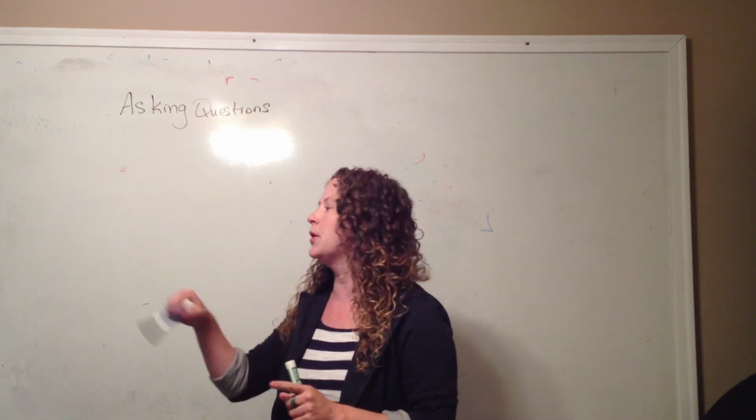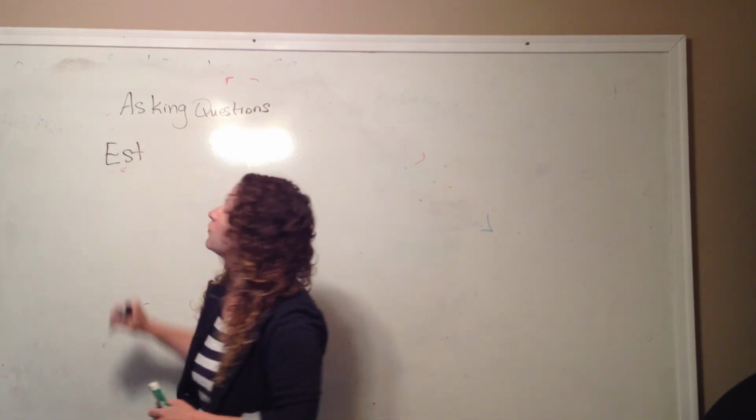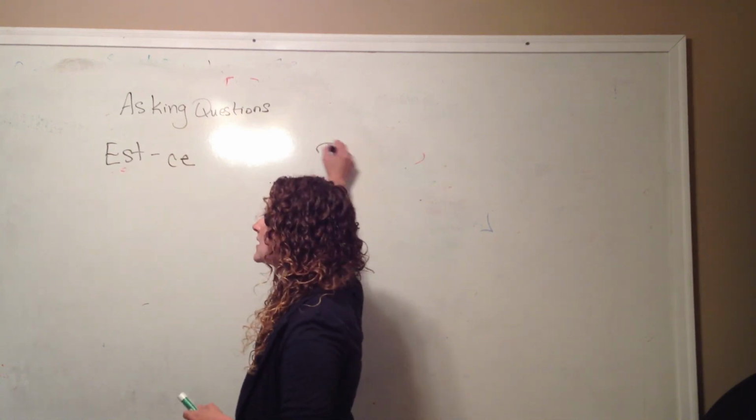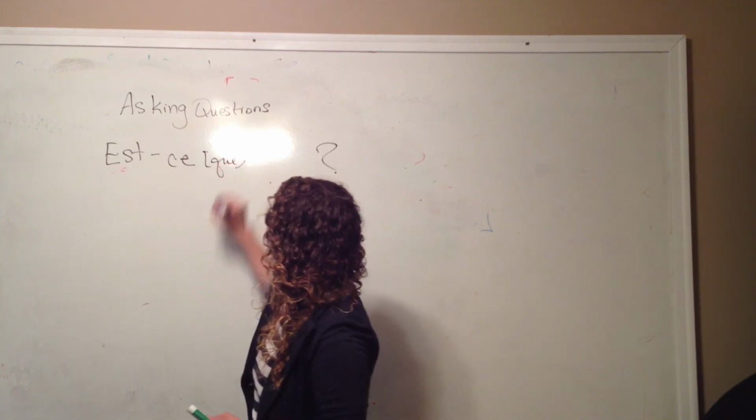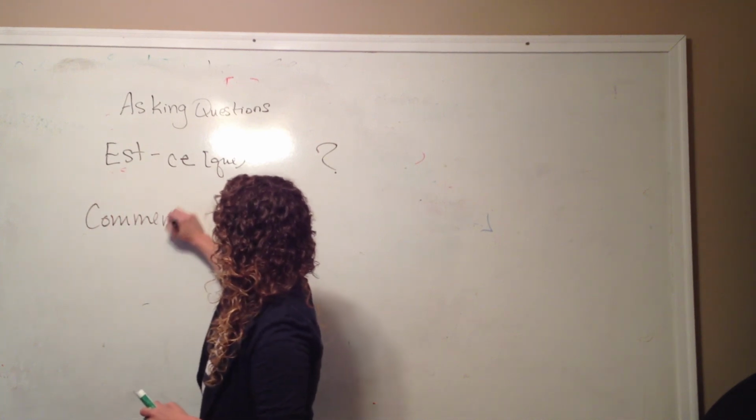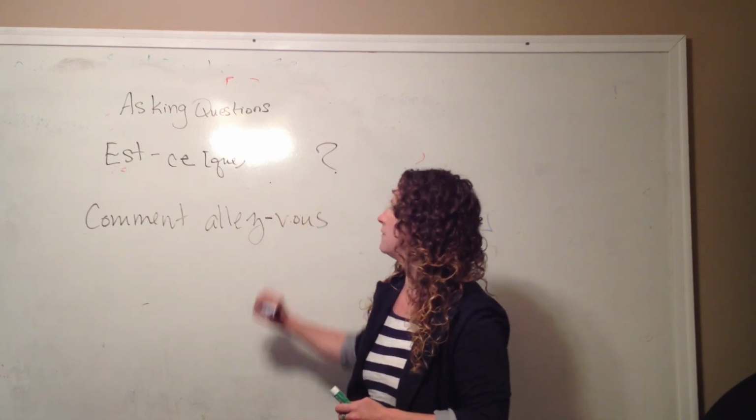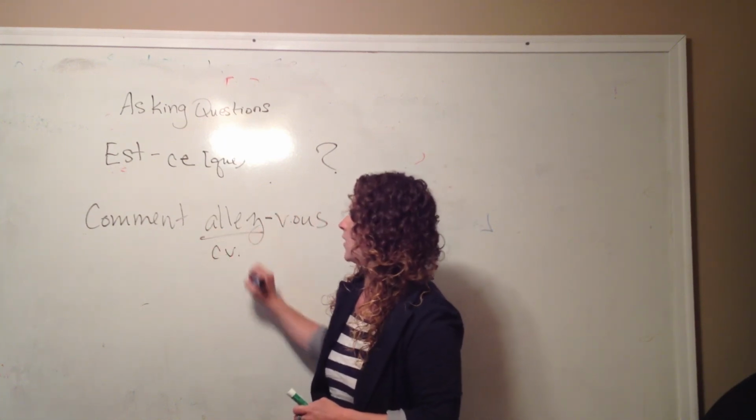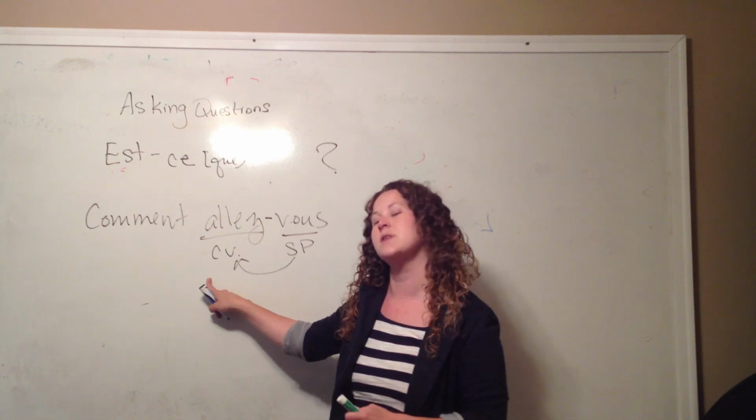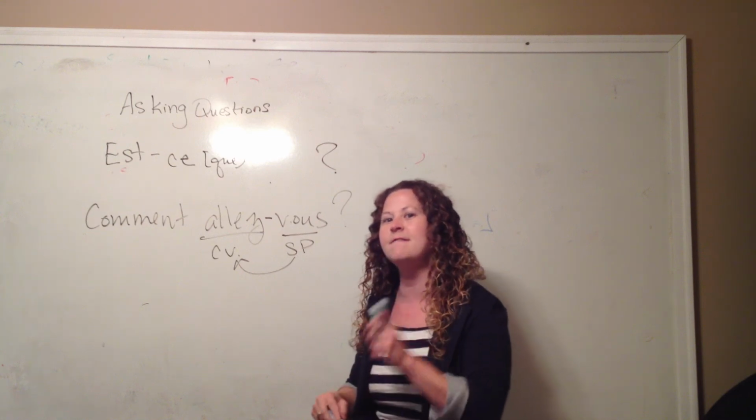When I told you, when you have your conjugated verb in front of your subject pronoun, and you put a hyphen in between them in order to ask a question, that was inversion. So when you said, comment allez-vous? And you put a hyphen between your conjugated verb and your subject pronoun, because your conjugated verb came before your subject pronoun, in order to ask a question, that process was called inversion.